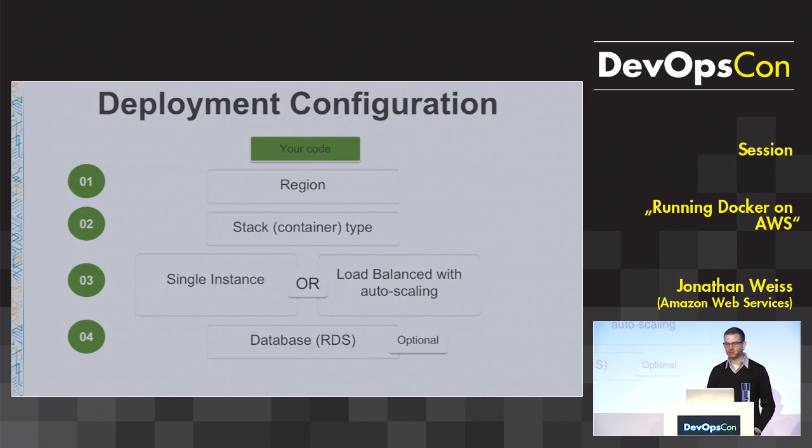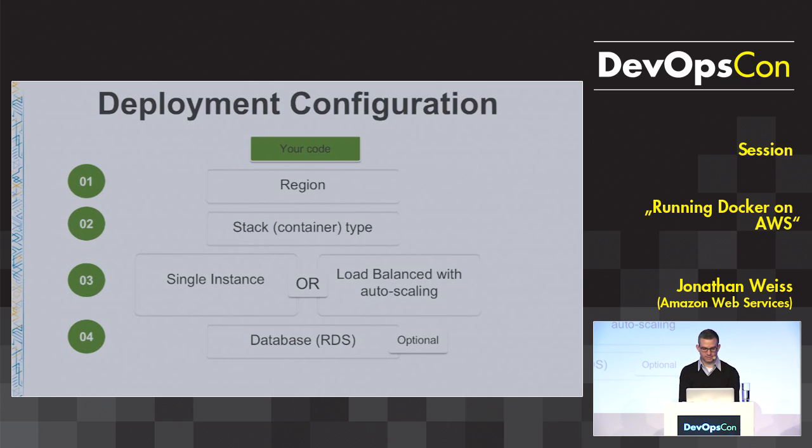The general idea is basically you bring your code, you select a region, you select what the stack type is that you want to deploy on. You can say, do you want a single instance or multi-instance installation behind the load balancer? And you can define if you want an RDS or not. And that's pretty much it. Right, and it probably took me longer to talk to you about what it is than it will take you to actually use it.